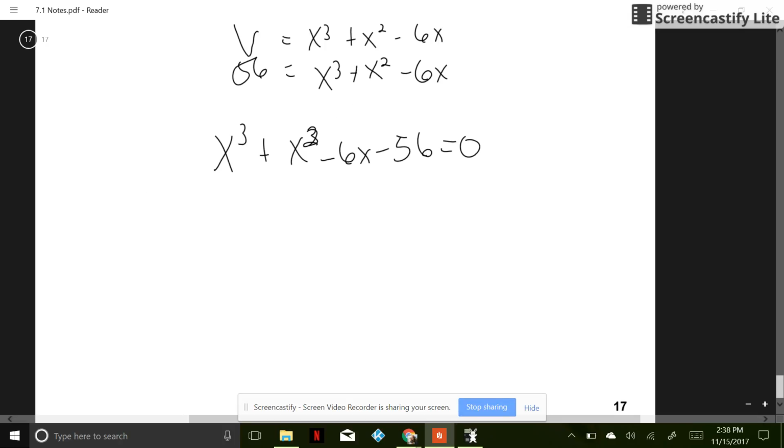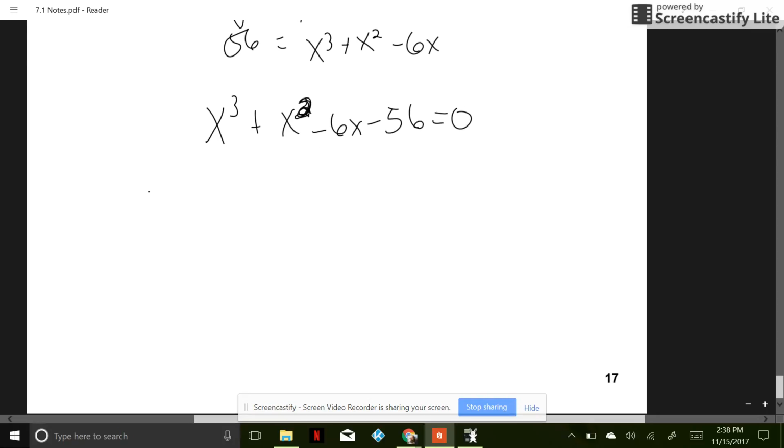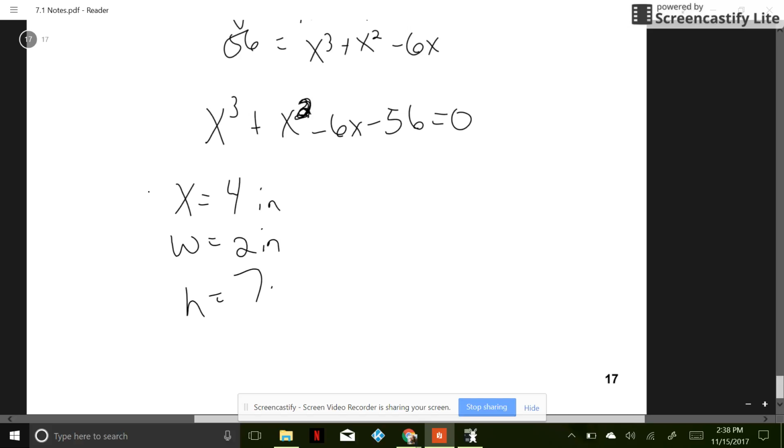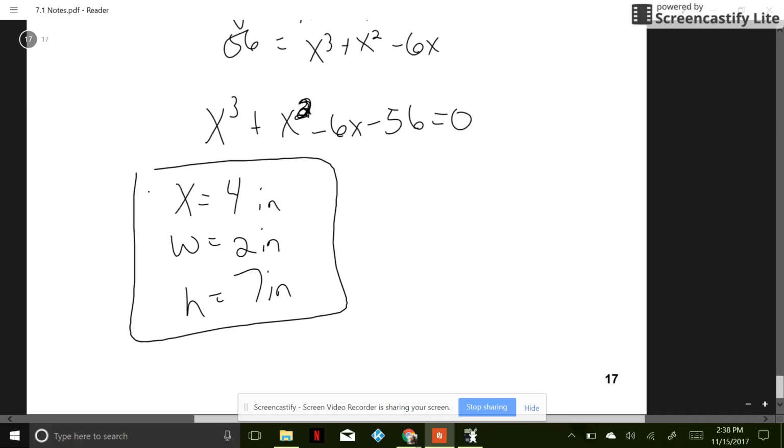Again, this is where you want to look in your calculator. Find where you're going to cross the x-axis. In this case, it only crosses at the one spot at 4. So that means our length is 4. Our width would then be 2 inches, and the height would be 7 inches. So those are the dimensions.